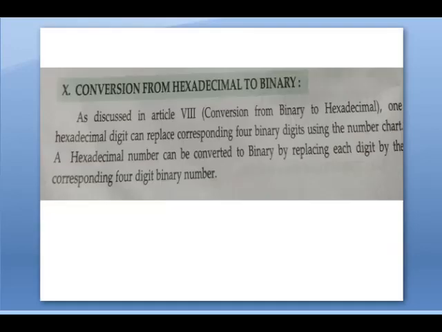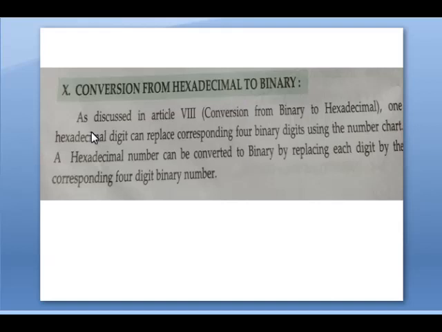Next one is conversion from hexadecimal to binary. Hexadecimal means 0 to 15. I already told you how to write the binary equivalent for the hexadecimal numbers, that is 0 to 15, in groups of 4 digits. Octal means group of 3 digits and hexadecimal means group of 4 digits.